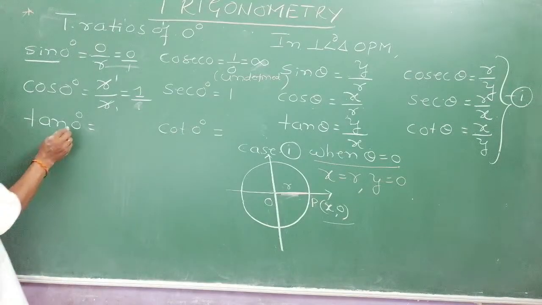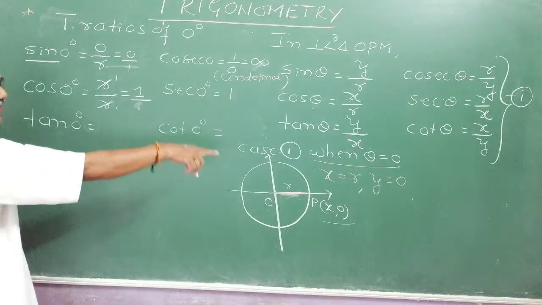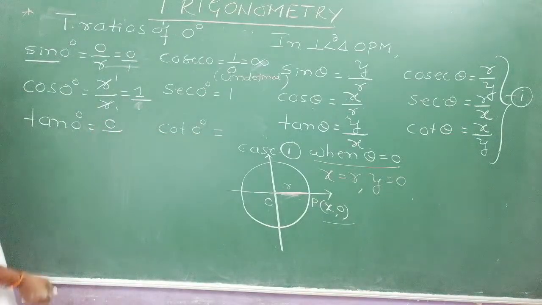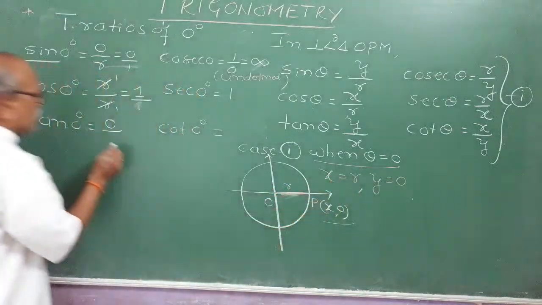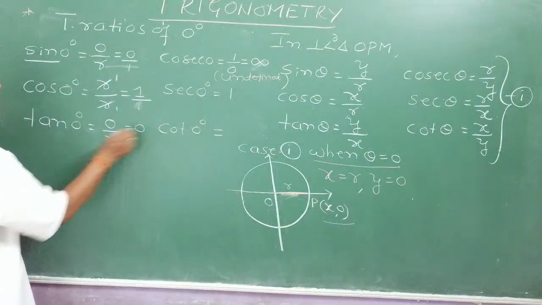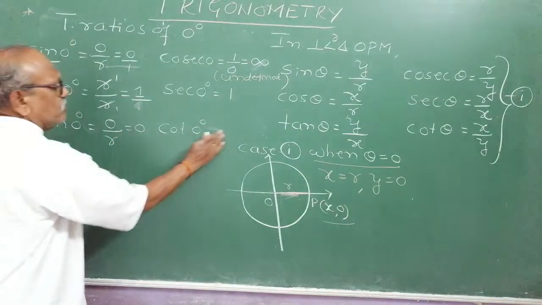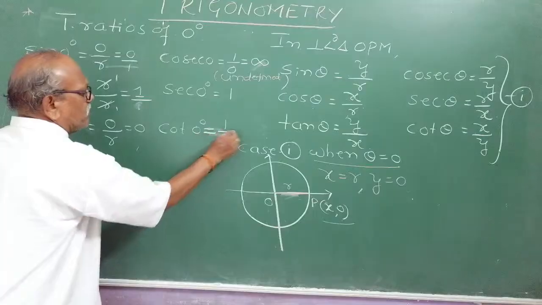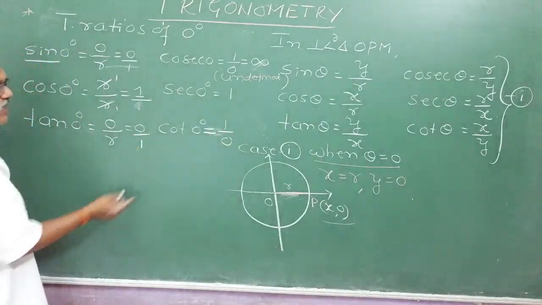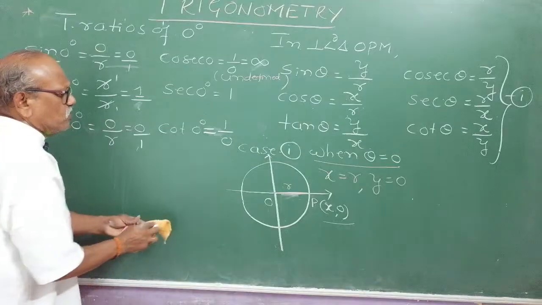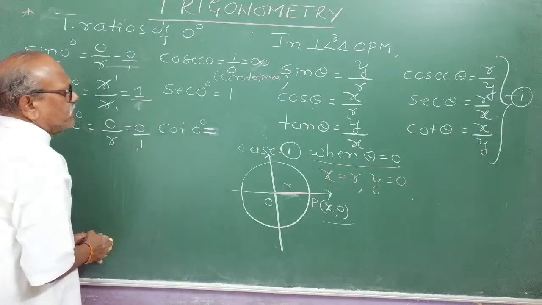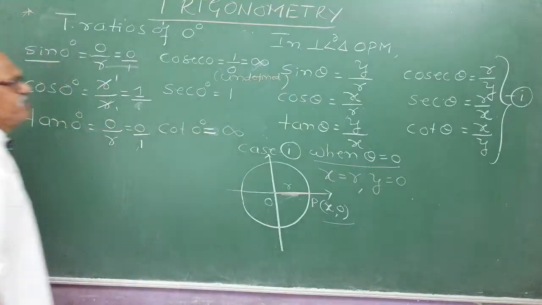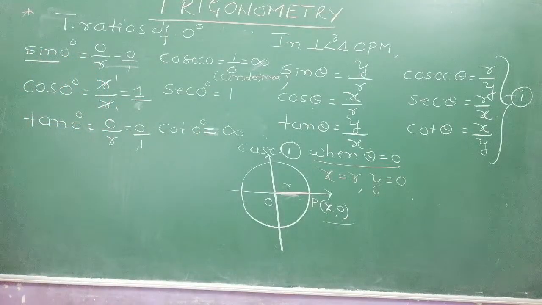Next. Tan 0 degree. What is tan? Y by x. Y becomes what? 0. Upon x becomes what? R. 0 upon r becomes what? 0 only. Its reciprocal will be again 0 by 1, will be 1 by 0. Because you can write 0 as 0 by 1. If you take the reciprocal, it will become 1 by 0. Any number divided by 0, remember, is undefined, we write it with the symbol infinity. Thus we got all the 6 trigonometric ratios of 0 degree. Clear? Any doubts here? All of you are getting it?